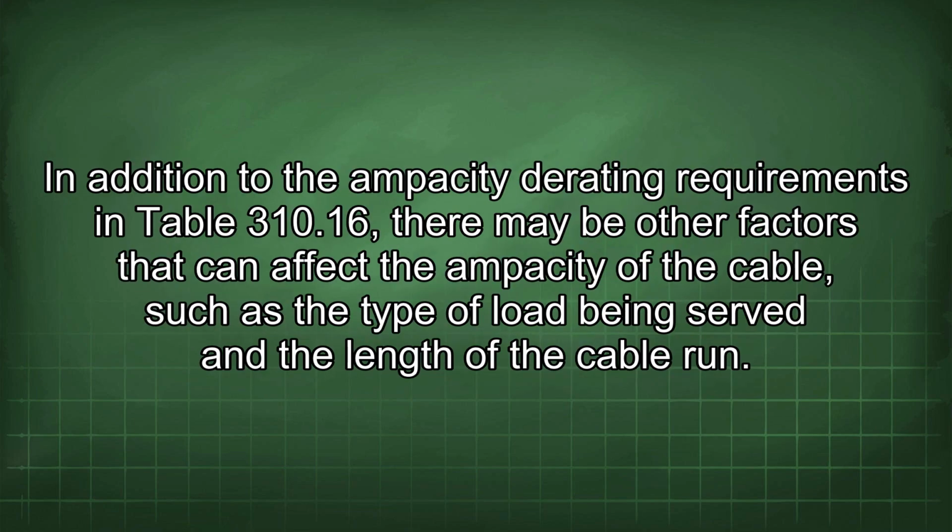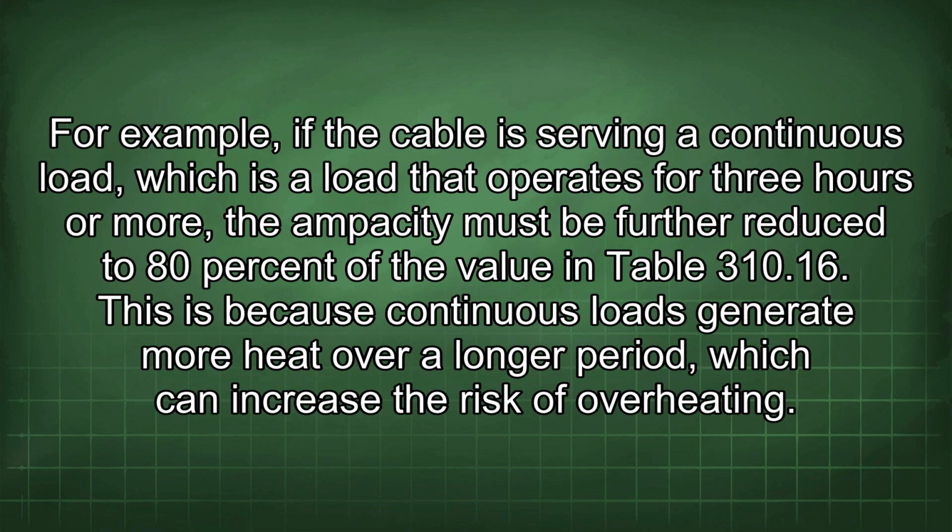In addition to the ampacity rating requirements in Table 310.16, there may be other factors that can affect the ampacity of the cable, such as the type of load being served and the length of the cable run. For example, if the cable is serving a continuous load, which is a load that operates for 3 hours or more, the ampacity must be further reduced to 80% of the value in Table 310.16. This is because continuous loads generate more heat over a longer period, which can increase the risk of overheating.